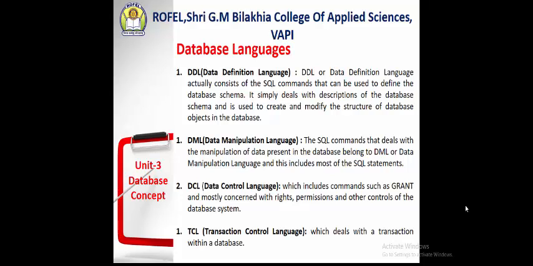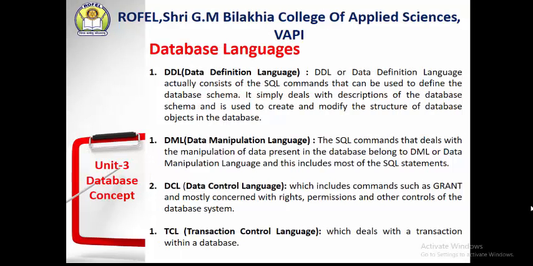Then DCL, that is data control language. It is used to control the data and give some permission to the users, like grant and revoke are 2 different commands included in DCL, data control language. Then TCL, that is transaction control language, which deals with the transactions of the database, like commit, rollback and save point. There are 3 different commands included in TCL.